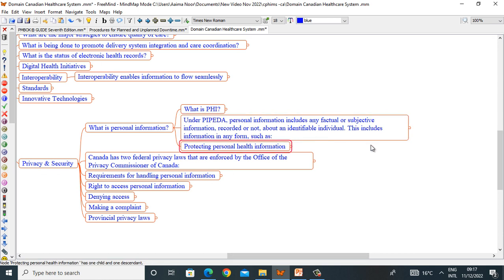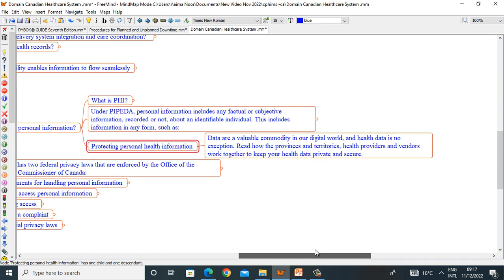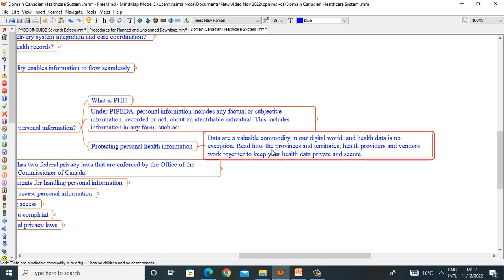Now see, protecting personal health information. Data are a valuable commodity in our digital world, and health data is no exception. Read how the provinces and territories, health providers and vendors work together to keep your health data private and secure.